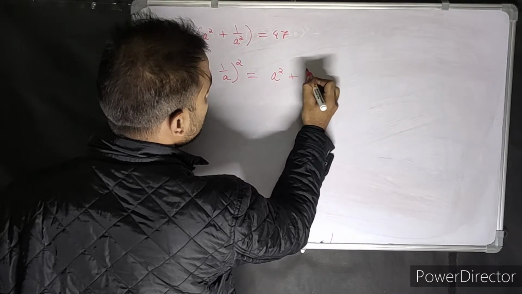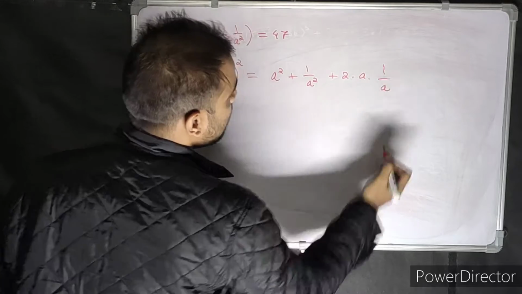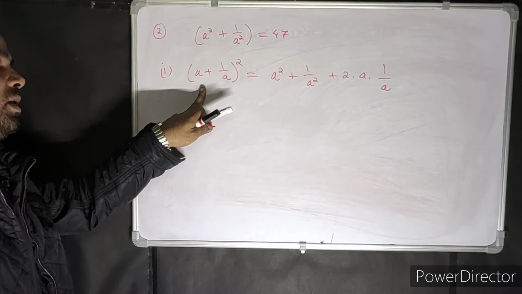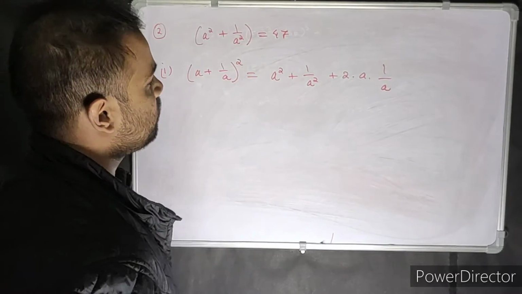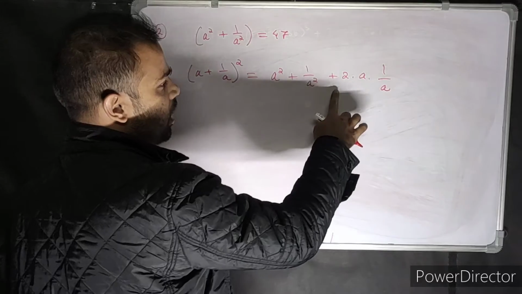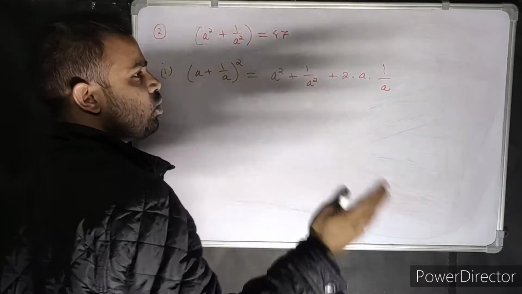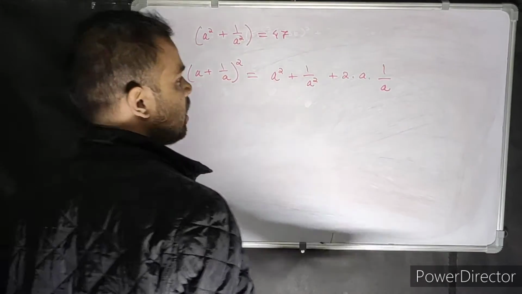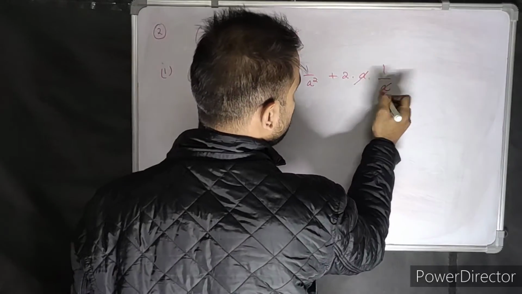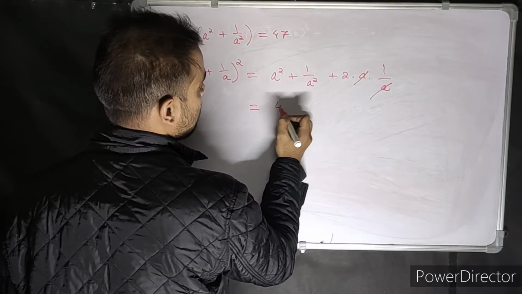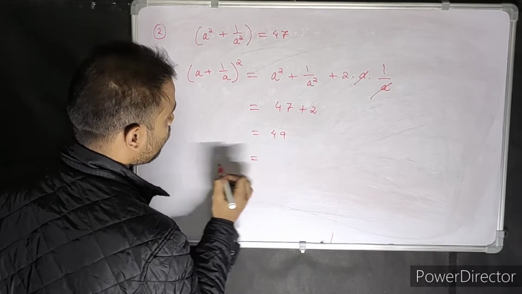So that is a square plus 1 by a square plus 2 into a into 1 by a. A plus b whole square. Okay. A is this, b is this. Assume that this is a already. You don't have to assume. 1 by a is b. So that is a square plus b square plus 2 into a into b. See, square this whole thing. 1 is squared 2 times. It's 1. Don't have to worry about the 1. This one is a square only. This 2 into a into 1 by a. Cut the a's. You're left with 47 plus 2. That is 49. Now you do what?